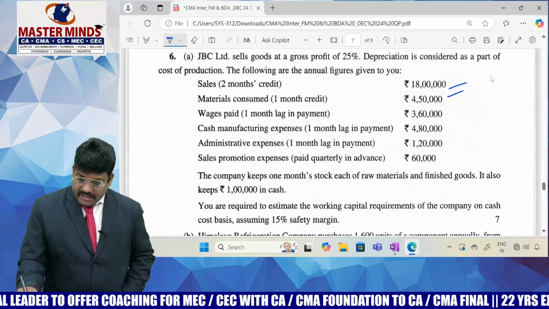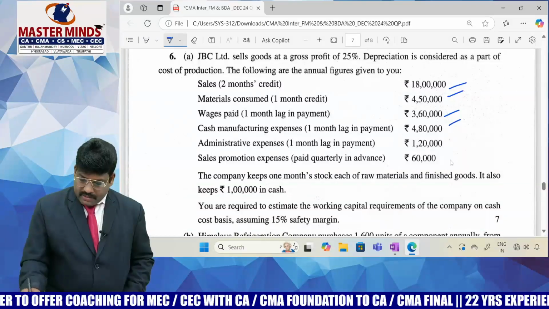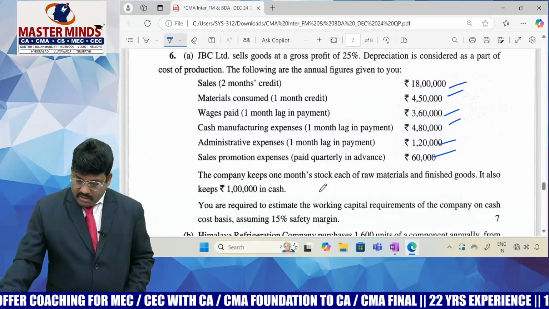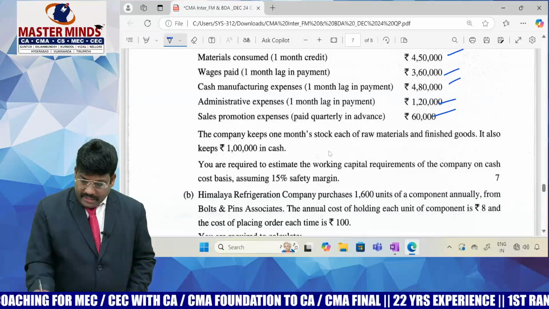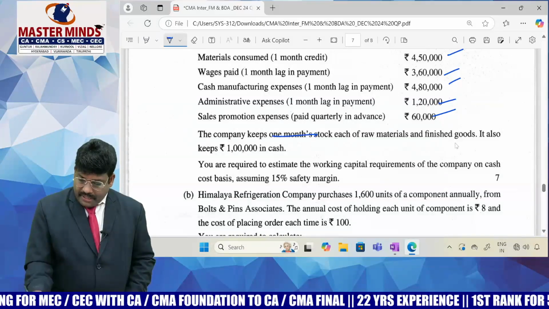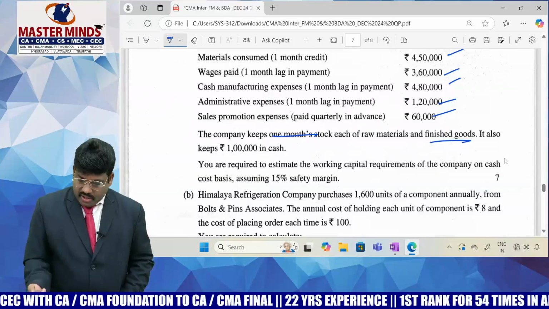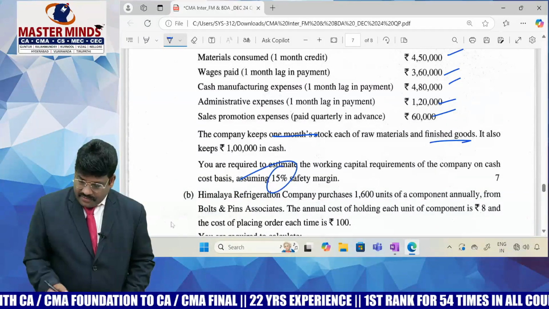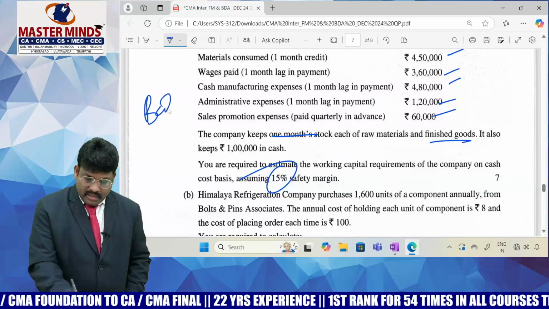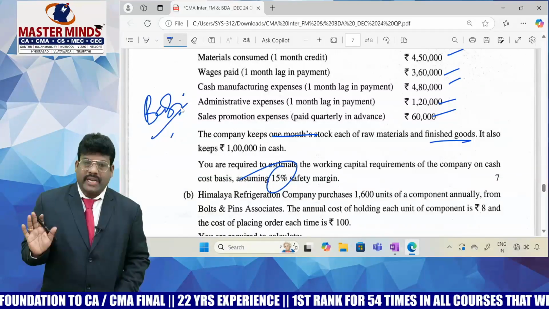Sales, material consumed, wages, cash management expenses, administration, sales promotion. The company keeps 1 month stock of raw material, finished goods. Okay, easy. Conversion cost assumptions are not given, but margin of safety of 15% is given. It's a basic model here. 7 out of 7 comfortably you can get it.